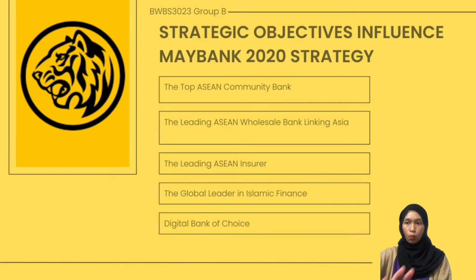Maybank is aware that the Muslim population in Asia is growing over time. As a result of being the global leader in Islamic financing, Maybank may get more Muslim customers and can also increase the revenue. And the last one is digital bank of choice.